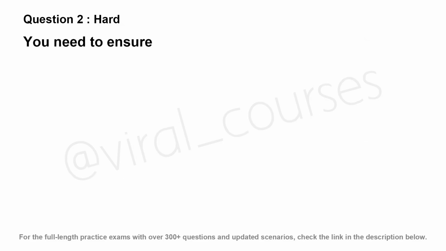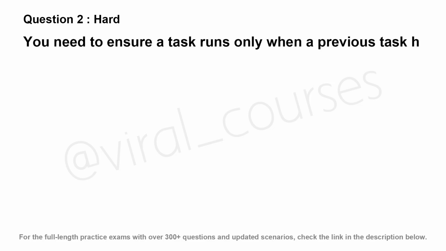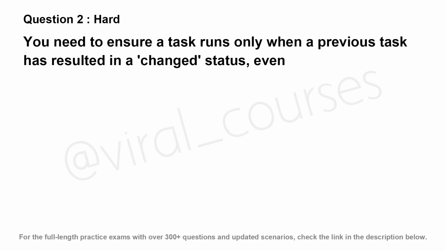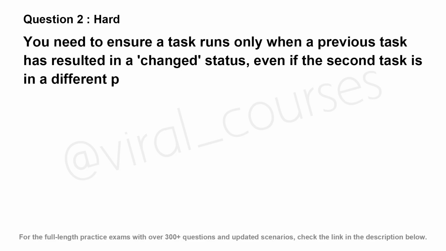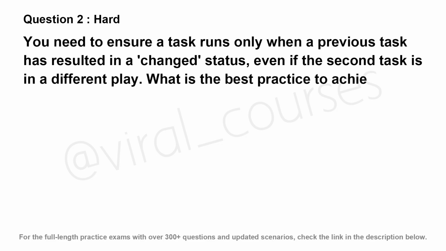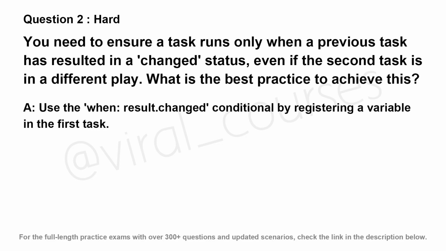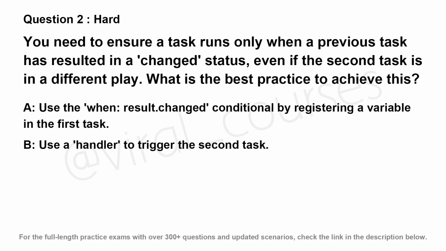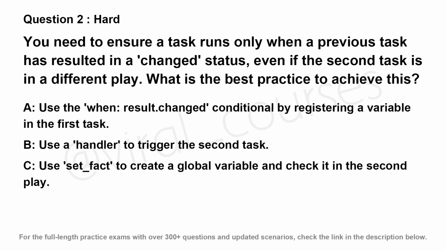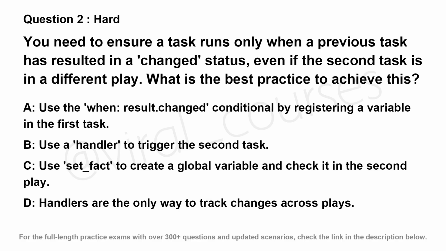You need to ensure a task runs only when a previous task has resulted in a changed status, even if the second task is in a different play. What is the best practice to achieve this? Option A. Use the when: result is changed conditional by registering a variable in the first task. Option B. Use a handler to trigger the second task. Option C. Use set_fact to create a global variable and check it in the second play. Option D. Handlers are the only way to track changes across plays.